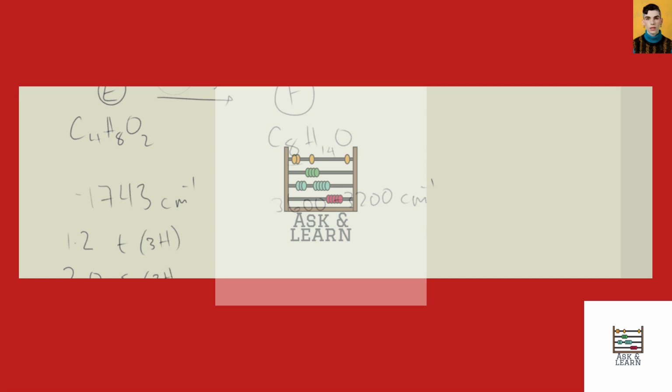And at 4.1 we have a quartet, 2 hydrogens. This last one we see a 0.9, a triplet, 6 hydrogens. We have 1.1 singlet with 3 hydrogens. At 1.5, a quartet with 4 hydrogens, and 1.55, a singlet with 1 hydrogen.